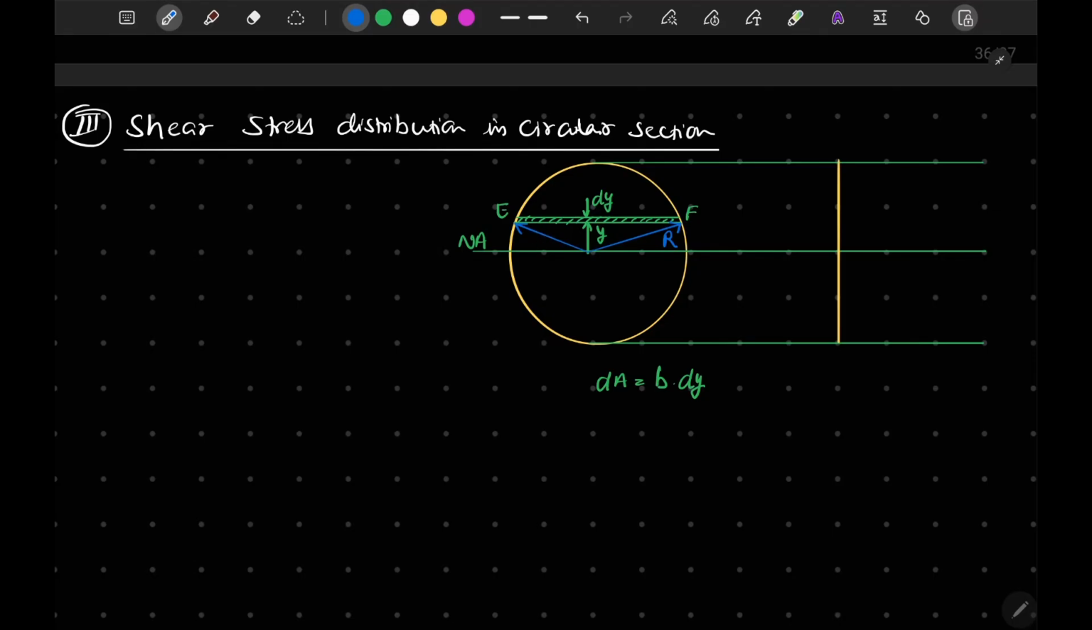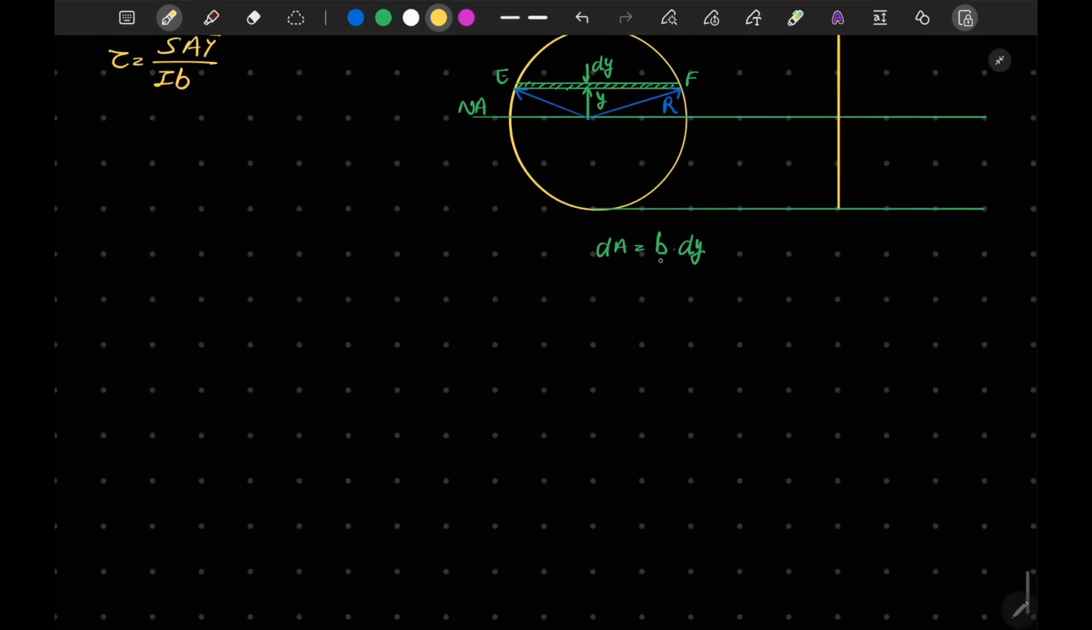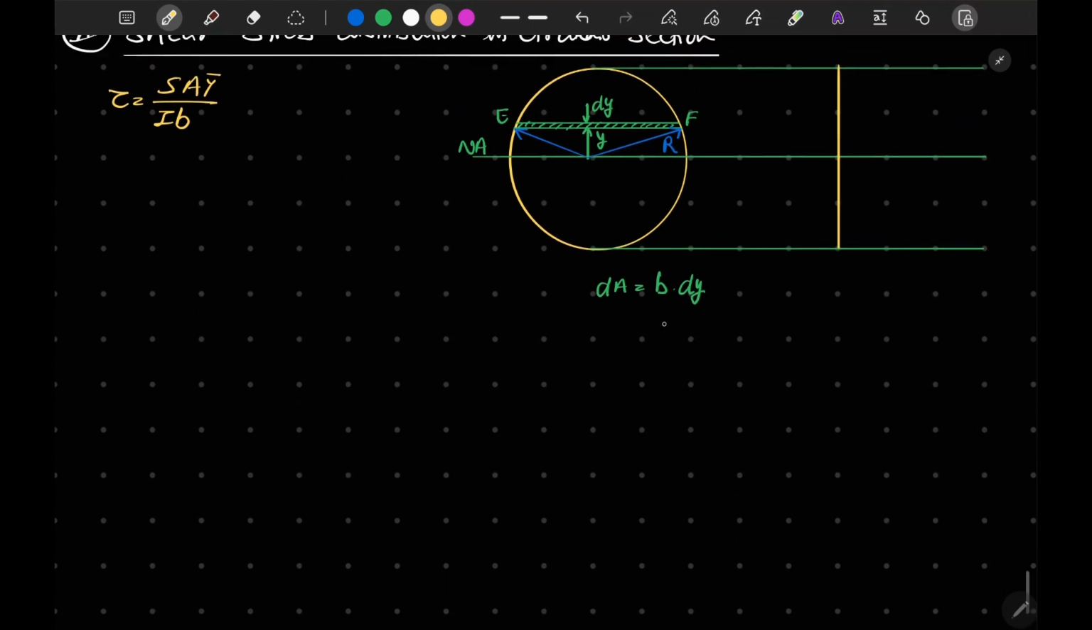Now if I want to calculate the shear stress, I know that shear stress is given by the standard formula SAY bar upon IB. Now here we have to calculate the value of A and Y bar. Okay, so for A first we have to calculate the value of B. Okay, so for B we know that this dimension is B. Okay, let's consider half of this dimension, that is B by 2.